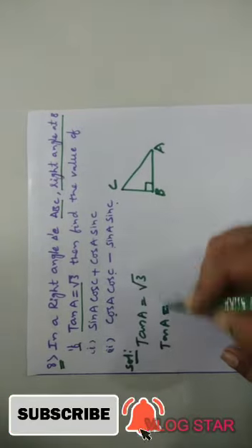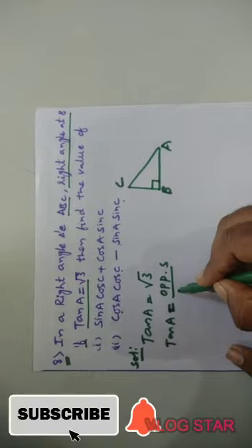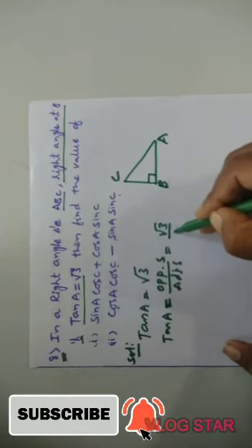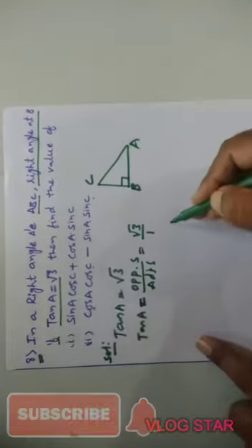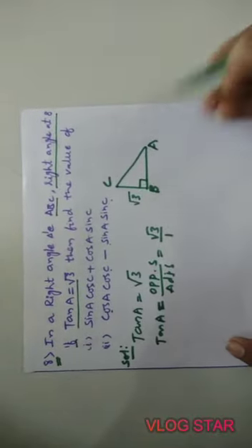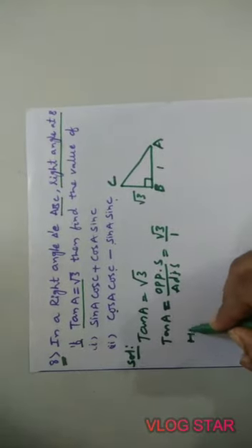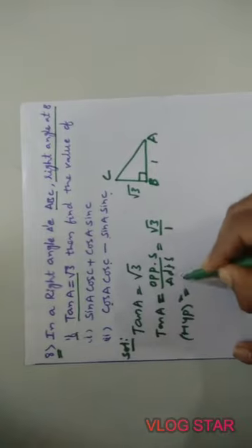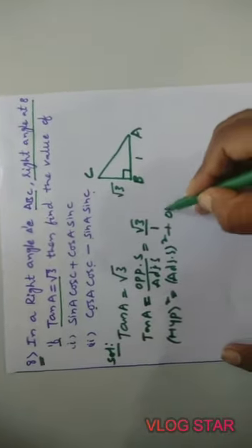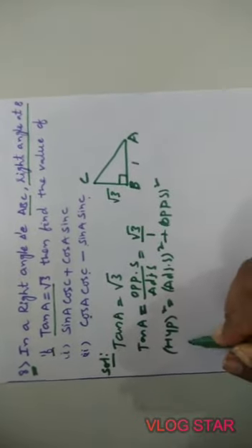So first of all, tan means opposite side by adjacent side. So root 3, also we can write root 3 by 1. So tan A is equals to root 3 by 1. So here opposite side of A, root 3 is BC, adjacent side is BA. We know from Pythagoras theorem, hypotenuse square is equals to adjacent side square plus opposite side square. So hypotenuse here is CA.